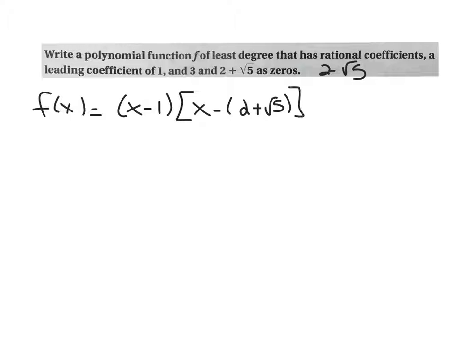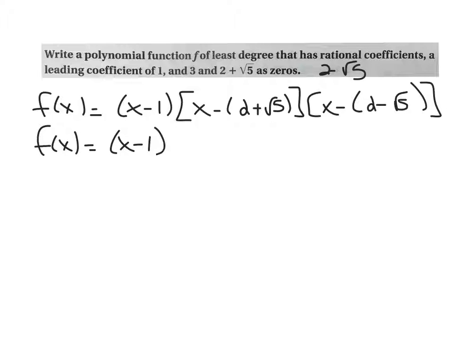is a zero. So to write the polynomial function, I'm going to write them as factors first. So 1 comes from here, 2 + √5 comes from here, and 2 - √5 comes from here. So all I really did is write them all as factors, x minus the zero each time. Now here's the bad news.